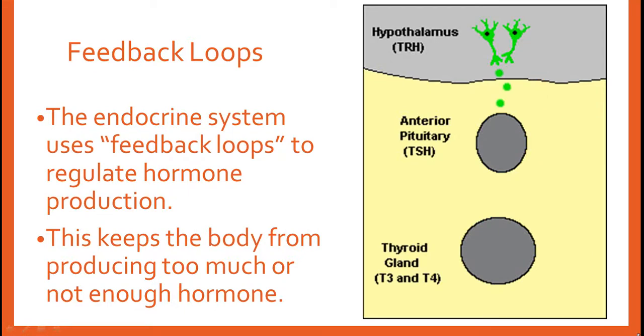So the hypothalamus releases, right here we have thyroid releasing hormone. Then it goes to the anterior pituitary, which releases thyroid stimulating hormone, which goes to the thyroid gland, which then releases T3, T4. Now there's enough. That goes back and tells the hypothalamus stop. All right, so that's called a feedback loop.